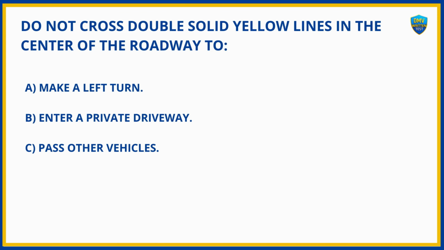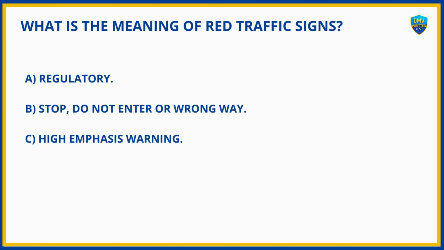Do not cross double solid yellow lines in the center of the roadway to A. Make a left turn. B. Enter a private driveway. C. Pass other vehicles. And the answer is C. Pass other vehicles.